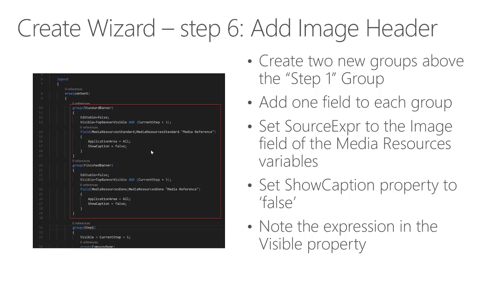Set the source expression to the image field of the media resources variable, set the show caption property to false, and note the expression in the visible property. So you program it like this, and it should take care of the headers.